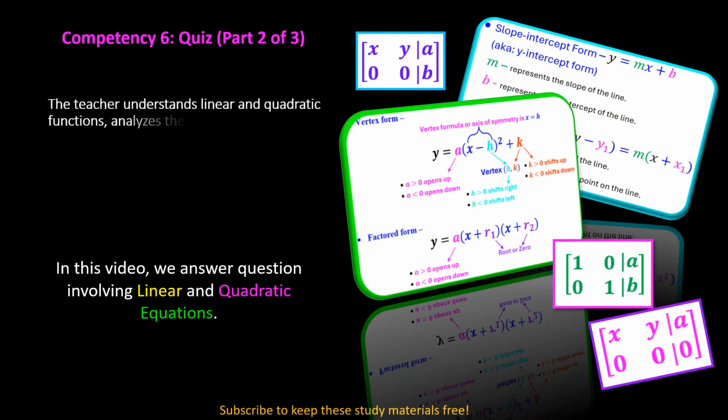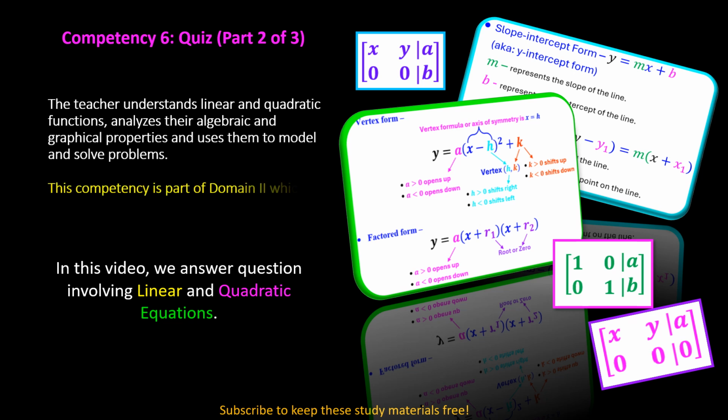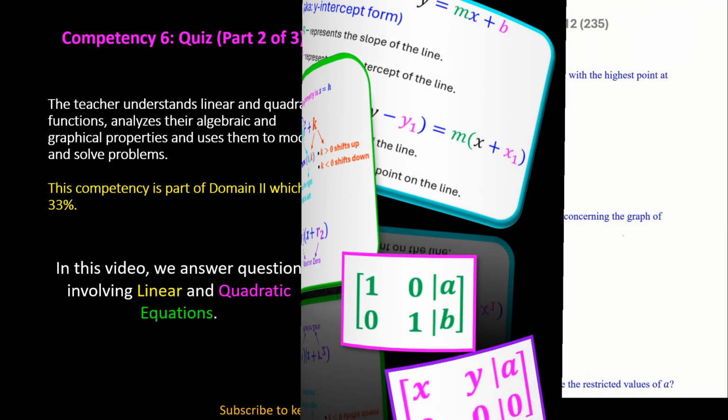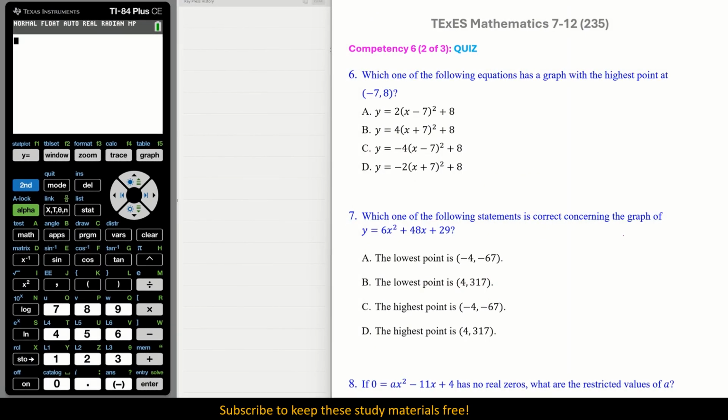Welcome to part 2 of Competency 6. In this video, we will continue to answer questions involving linear and quadratic equations. Number 6. Which one of the following equations has a graph with the highest point at -7 and 8?